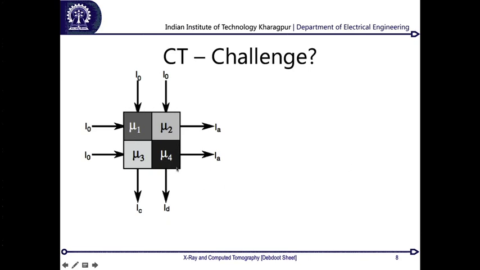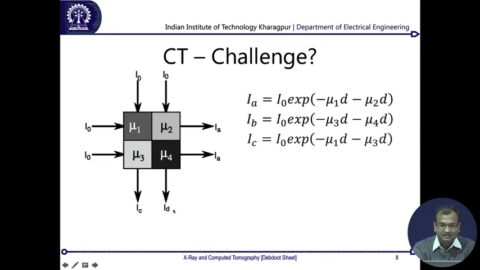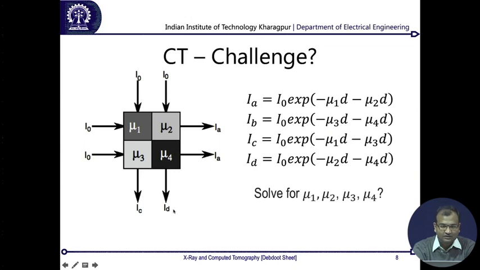Say that I have a whole volume in which I have 4 blocks, mu1, mu2, mu3 and mu4, which are the coefficients of each of these blocks, and I pass the same intensity of X-rays through it, and whatever I get I call IA, IB, IC and ID. These are related by these kinds of equations together. Now the question is to solve for mu1, mu2, mu3 and mu4. Looking at it, there are 4 unknowns and 4 equations, so you should be able to solve it. It comes out that easy.